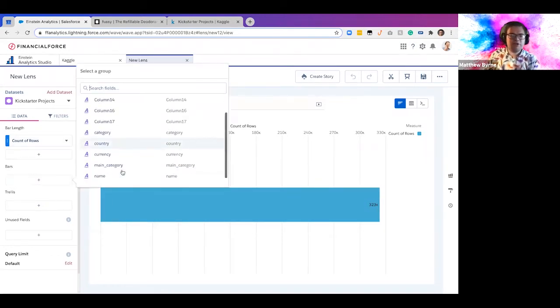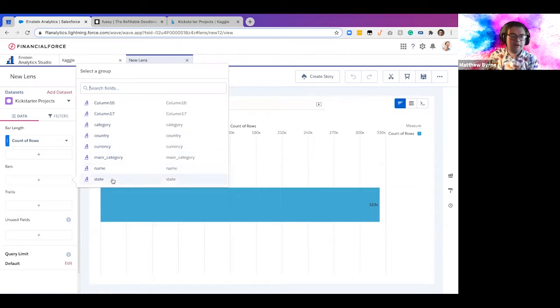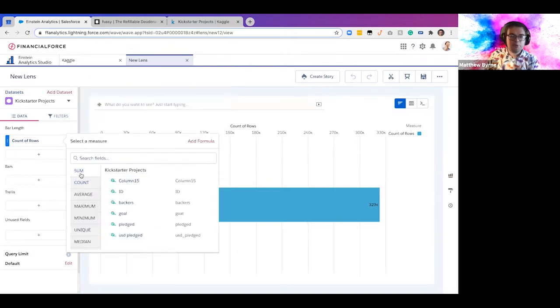So the kind of first thing that we can have a look at is we can break this information down by country, by category, by the state, the status. We can also go in and we can report on the number of backers, the goal amount, how much was pledged in there as well.